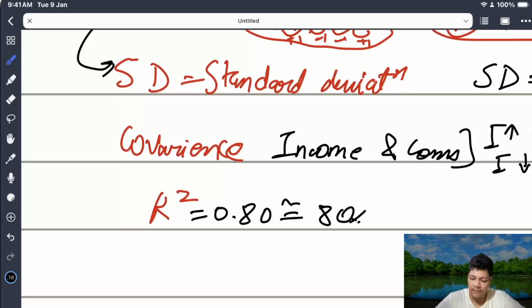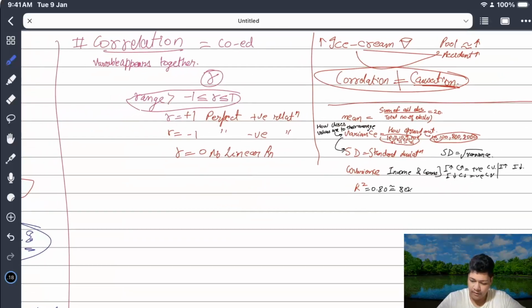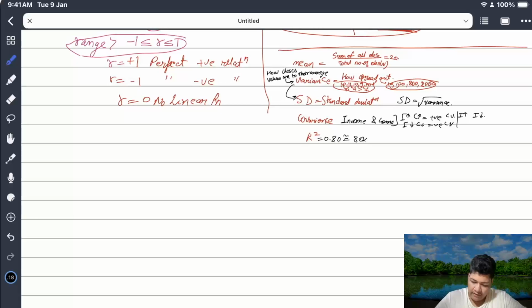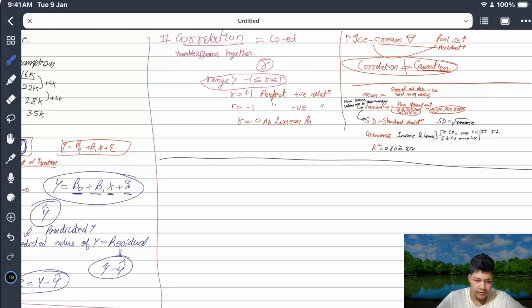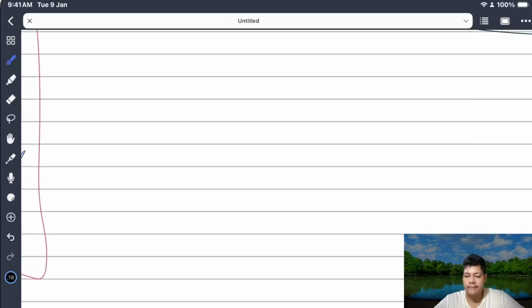Now let's revise everything. Whatever I have discussed, let's go through it now. Firstly, I explained what econometrics is. What is econometrics all about? It's about data, mathematics and statistics, which are used for prediction. Simple, right?